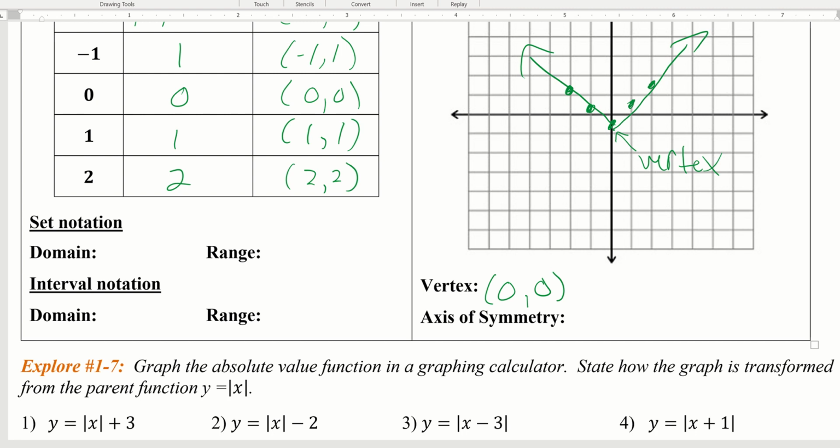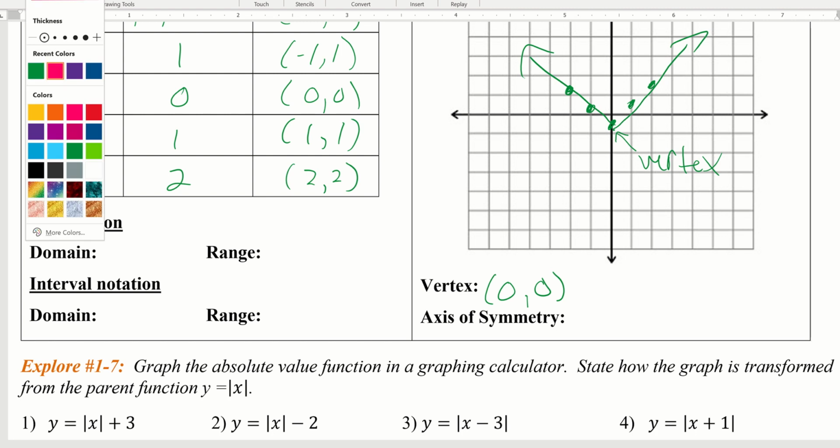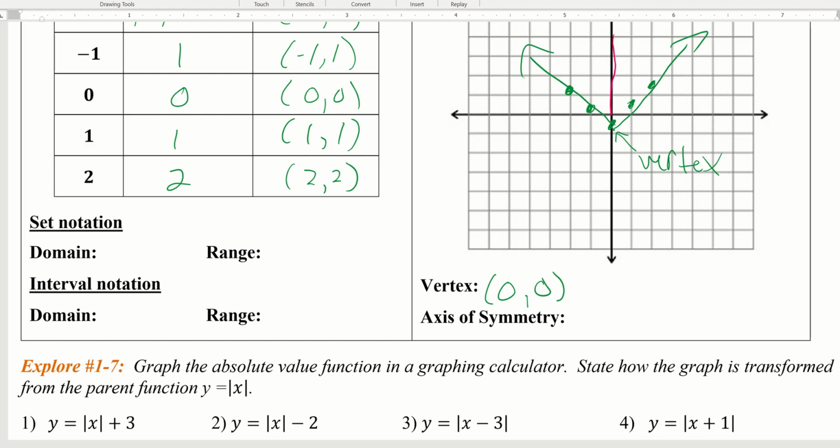Our axis of symmetry is where, if I folded this guy in half, so I'm going to do a pretend pink line here. If I folded it in half, it lands on itself. Okay, so that would be an x. Since it cuts through, we get a little confused. Yes, it's in the y direction, going up and down, but it cuts through the x-axis. So it cuts through at x is equal to 0. So that's what our axis of symmetry would be.